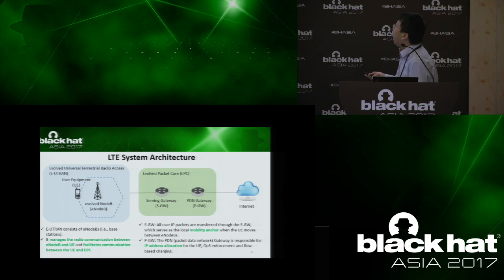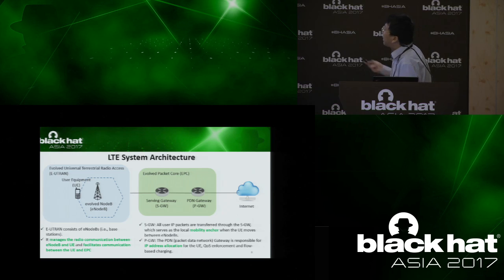And another gateway is called the PDN gateway. PDN stands for Packet Data Network, PGW. This one is quite similar to the router in our traditional network. What it does is IP address allocation. Okay, and specific to mobile telecommunication, it also does QoS enforcement and flow-based charging.